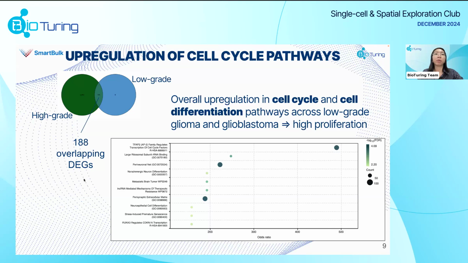And when I perform a pathway analysis on these 188 genes, I can see an overall upregulation in cell cycle and cell differentiation pathways across low-grade glioma and high-grade glioma or glioblastoma as well. So what this is telling me is that there is a lot of high proliferation or a lot of cell cycling going on. So basically a lot of cell growth in the tumors that we're seeing.